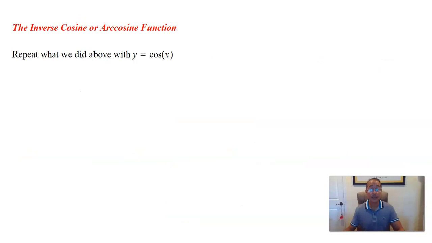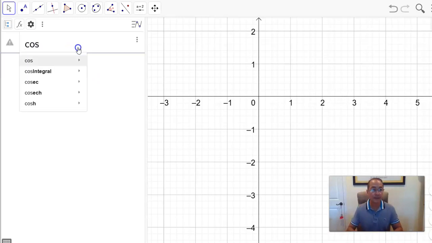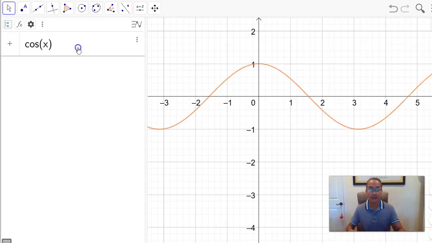Okay, so we're going to go back to GeoGebra now because we're going to construct the arc cosine, or the inverse cosine function. I'll see you there in a second. All right, I have erased everything. Start fresh. Now we graph cosine of x.